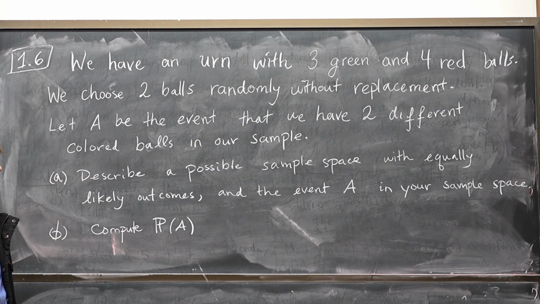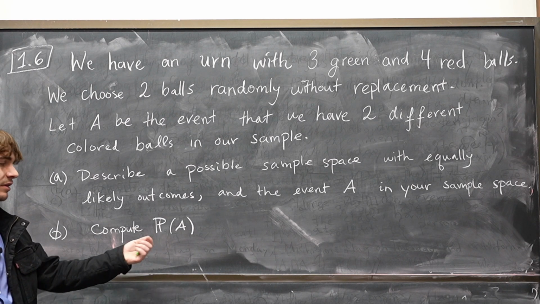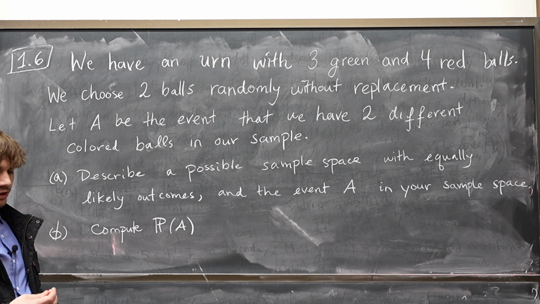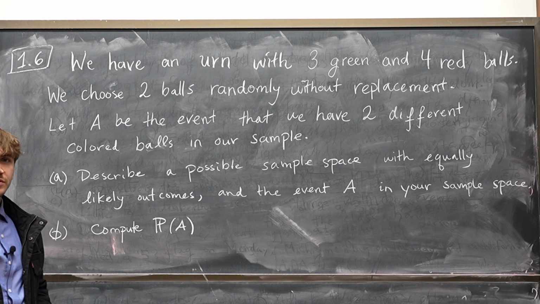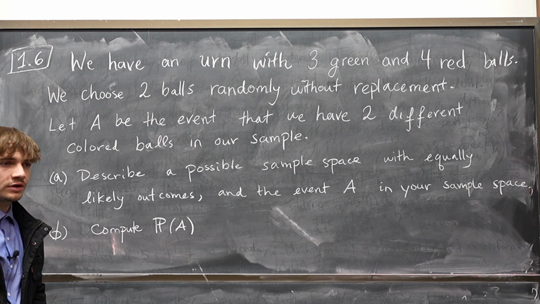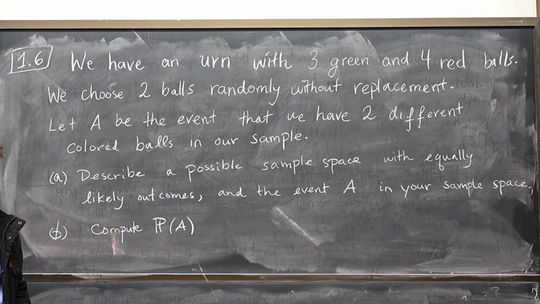Part A asks us to describe a possible sample space with equally likely outcomes and the event A in the sample space. And then part B is to compute the probability that the event A will occur. Okay, so why don't you give this problem a shot and pause the video and come back when you're ready to see the solution.